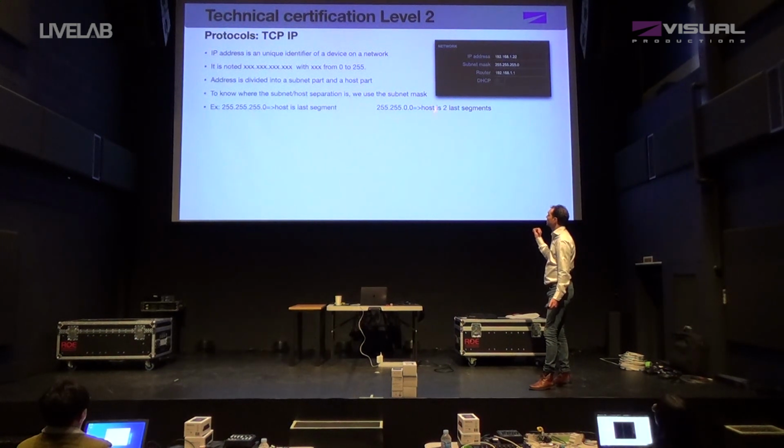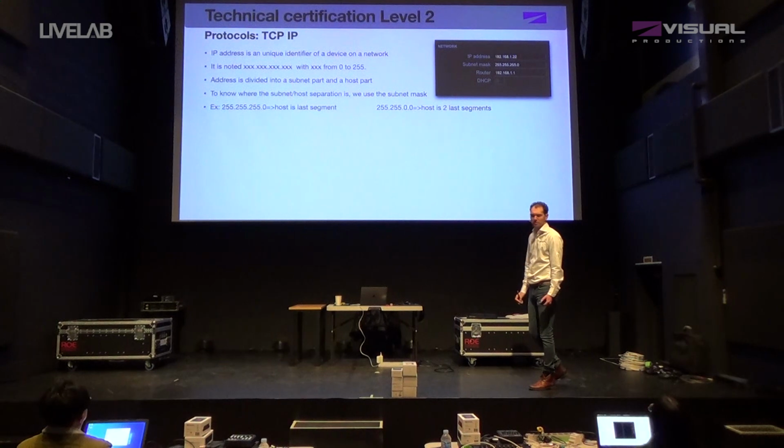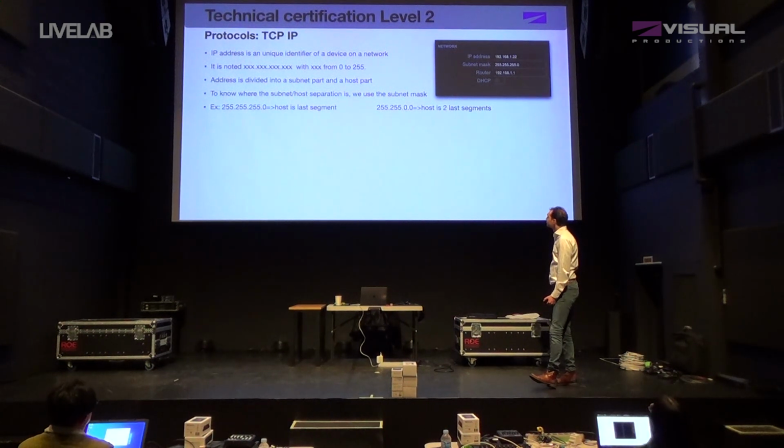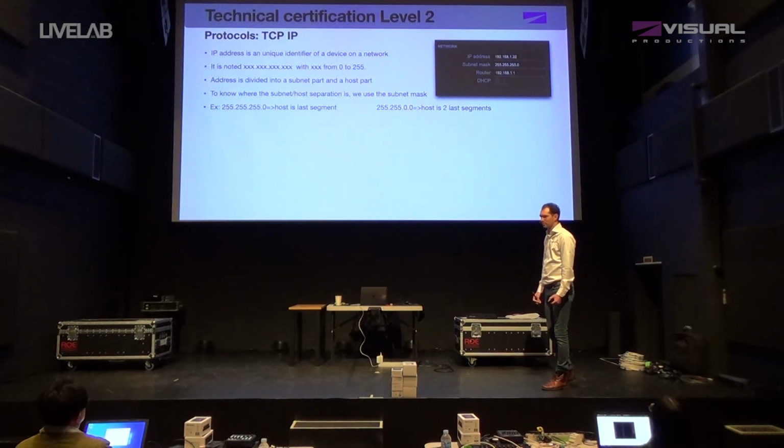So if we have a subnet mask with 255.255.0.0, the first 2 segments are subnet, and the last 2 segments are the host.